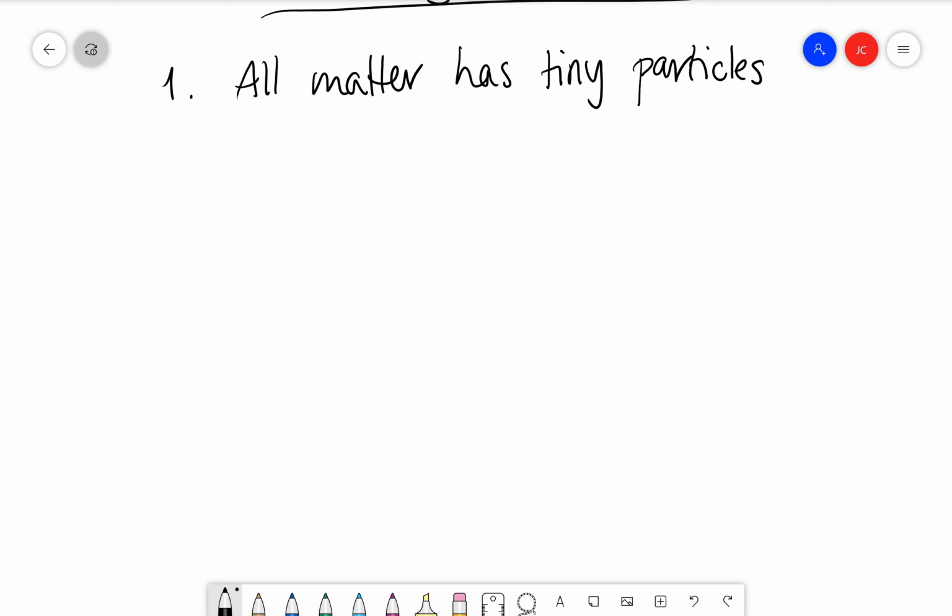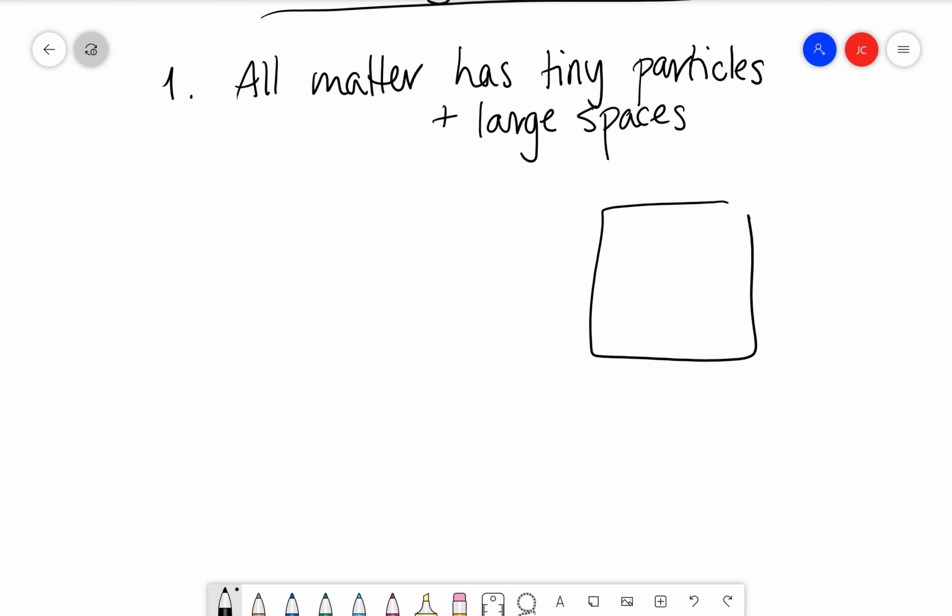Okay, first point in the kinetic molecular theory of matter is all matter is made up of tiny particles. I'm going to simplify these as I write them down. They're tiny particles. And in between these tiny particles, there are large spaces, large gaps between them. So here's a bit of matter, and it has particles, and notice there's a lot of space between them.